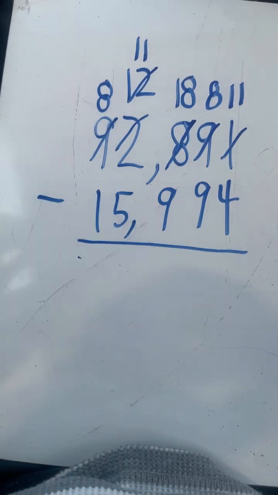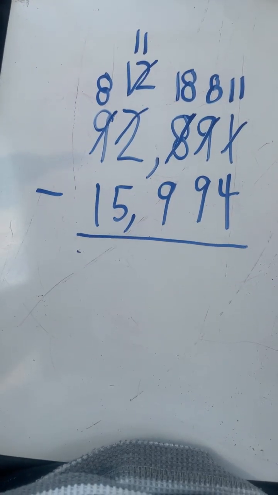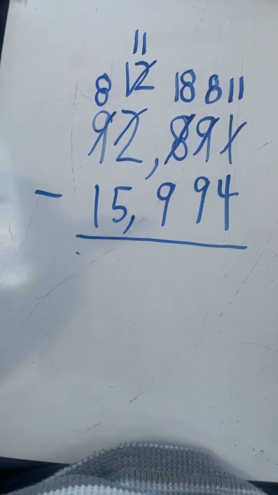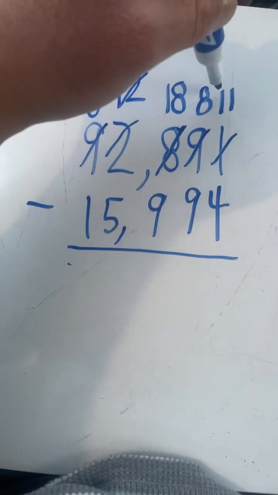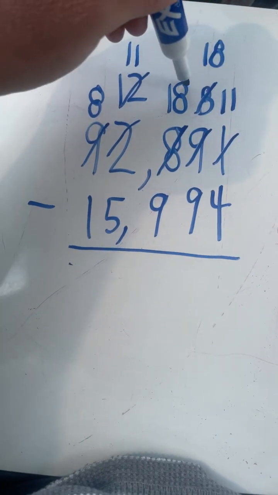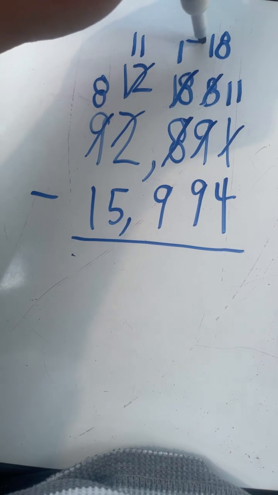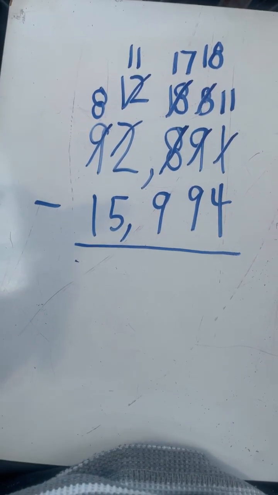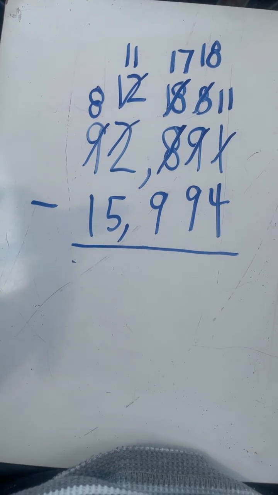As I said, we did not need to regroup initially in the tens place, but we do now because we just took a 10 from the tens place to the ones place. So the 8 in the tens place is going to become an 18, and then the 18 in the hundreds place is going to become a 17. All right, now I believe we're ready to subtract, but I'm going to double check.